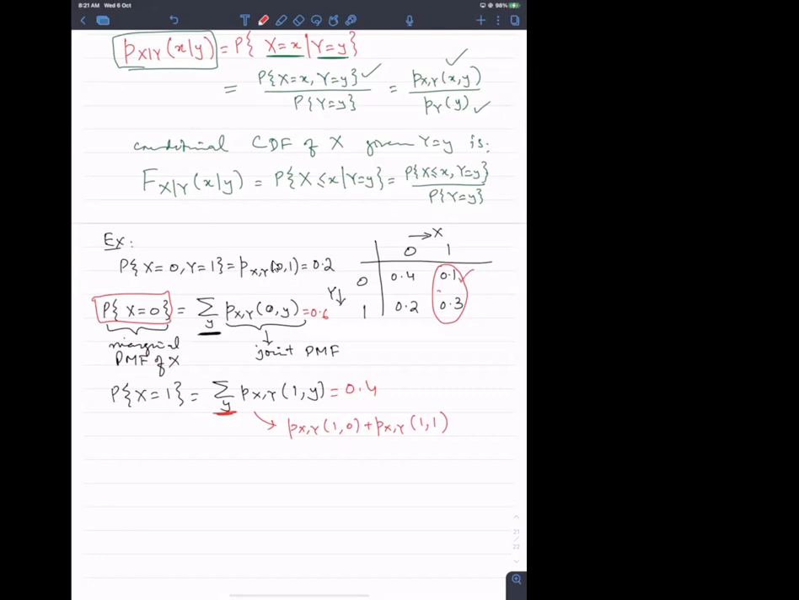So this is 1, 0 and this is 1, 1. दोनों को add कर देंगे तो we will get 0.4. So what that means is that this guy here is the probability x takes the value 1, or px1. Similarly, this guy here, इन दोनों को जब sum करेंगे, so you will get px0. वही हमने यहाँ पे 0.6 लिखा.